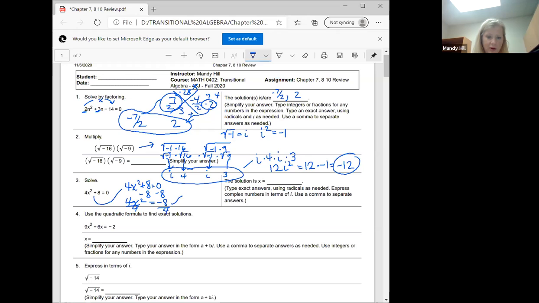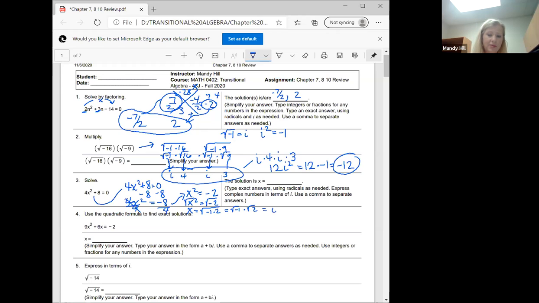Okay, I'm going to write this over here. These 4's would cancel out. We would get x squared. -8 divided by 4 is -2. Then we would want to take the square root of both sides. Well, we know we can't take the square root of -2, but we can say that it is -1 times 2. And the square root of -1 is i.